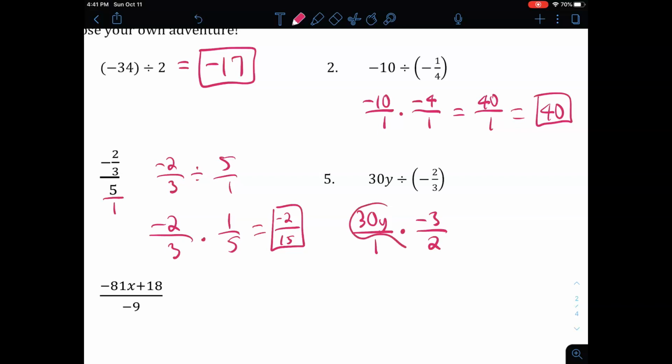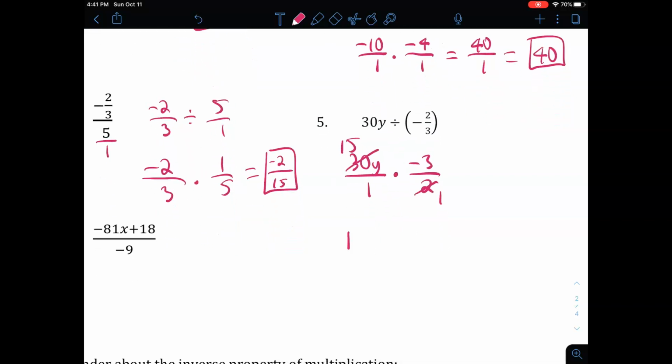What about 30y and 2? Yeah, they're both even numbers, so any even number is divisible by 2. So how many times does 2 go into 30? That's going to be 15. And how many times does 2 go into 2? That's 1. So our new problem is going to be 15y over 1 times negative 3 over 1. You can multiply straight across now. That's going to be what? Negative 45y over 1, or just negative 45y.